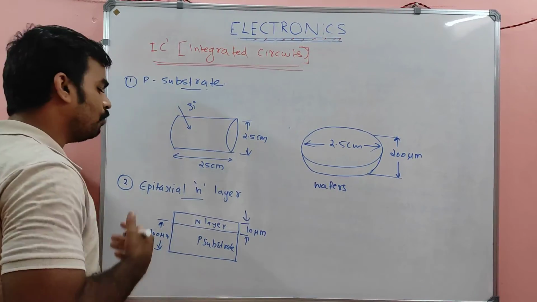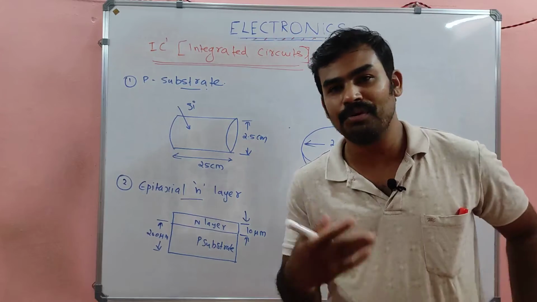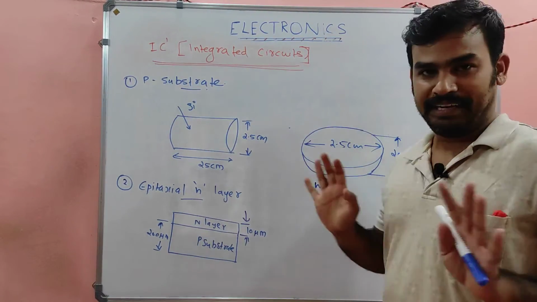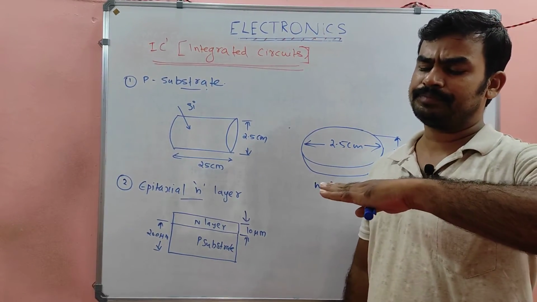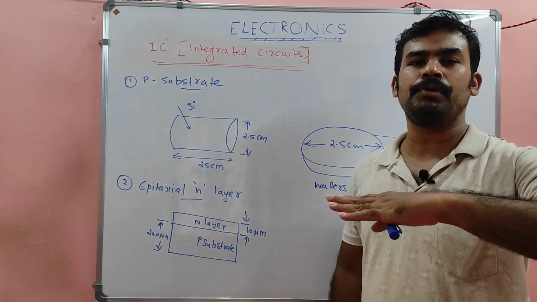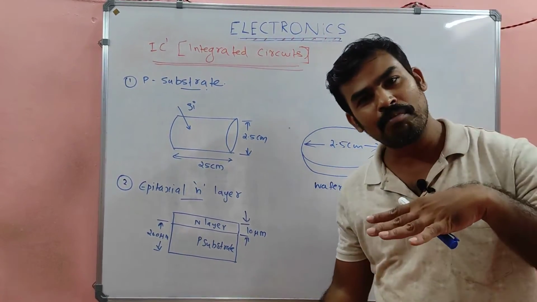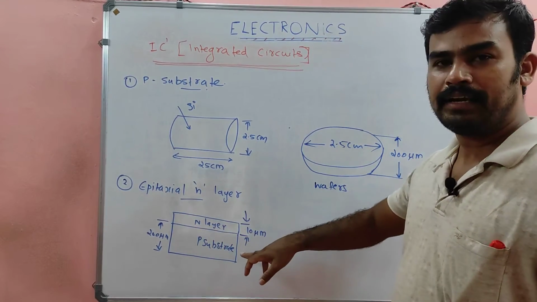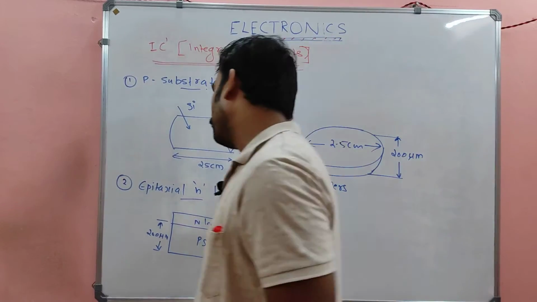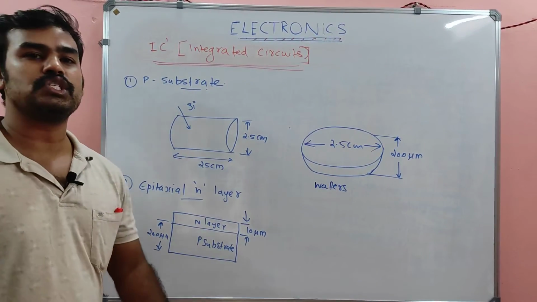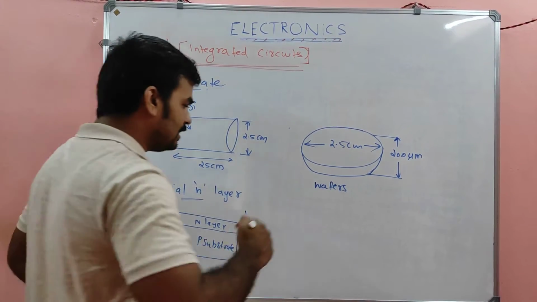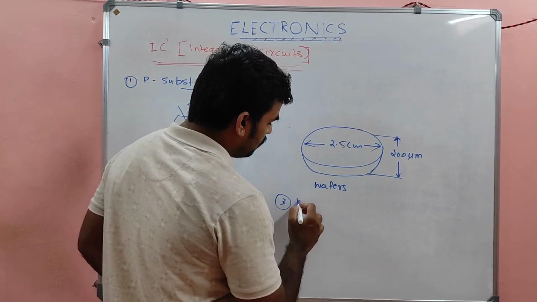Above that you have to add a pentavalent impurity, which simply makes it N-type. You have a P substrate; now you take the same silicon, add an N-type impurity, and it converts to an N-type layer. You have to add an N-type layer of 10 micrometer thickness above the P substrate. This is called the epitaxial N layer. And the third step is insulation.